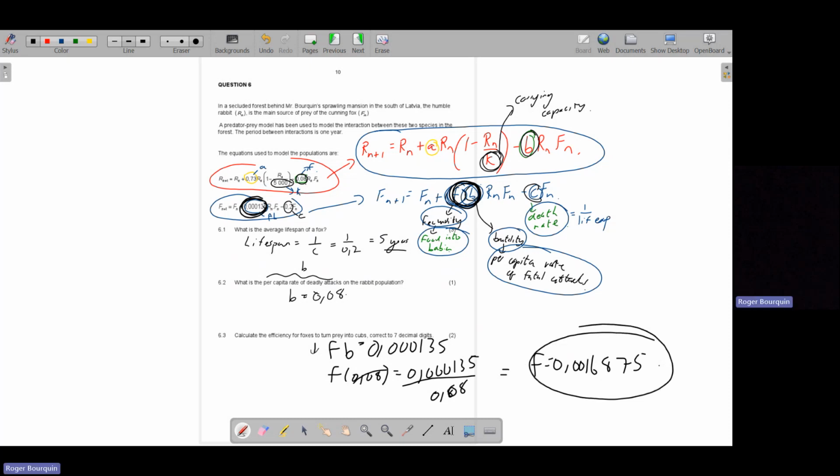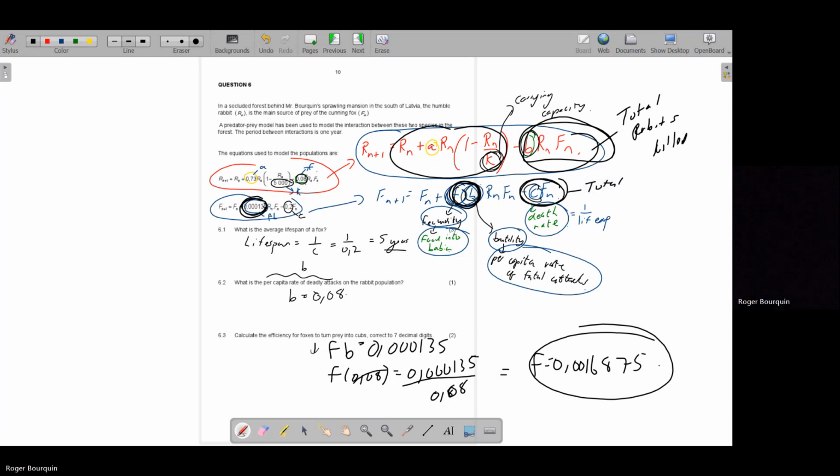So that's just a question of knowing your formula. Remember, this parameter over here represents the total number of rabbits killed by the foxes. It comes up quite a lot in this question. Remember, it's just your logistic model. This over here is the total number of foxes killed in a year, with negative coefficients. And this is an increase in foxes, which is proportional to F and B.